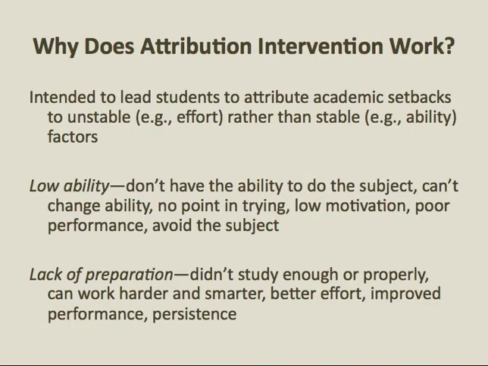Why does the attribution intervention improve performance? The intervention is intended to lead students to attribute academic setbacks to unstable rather than stable factors. That is, by changing students' attributions, it is possible to influence their future effort and persistence. If students interpret setbacks as due to their own effort, they are more likely to put forth more effort, look for ways to improve their effort, seek help, and try to study more effectively. If they interpret their poor performance as due to lack of ability, they are more likely to see future effort as futile and hopeless.